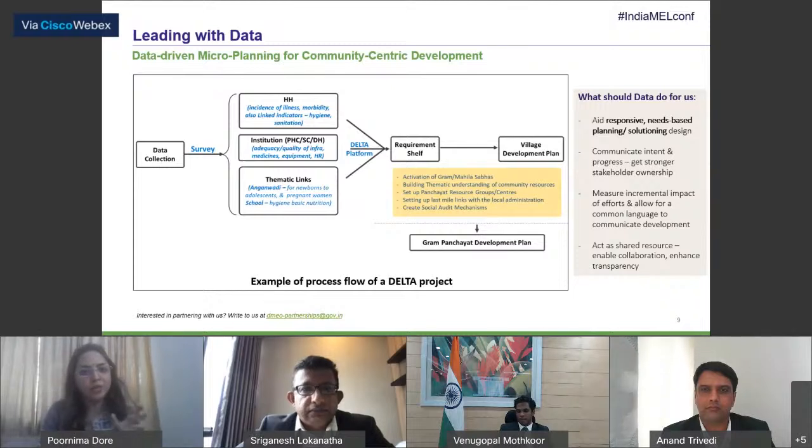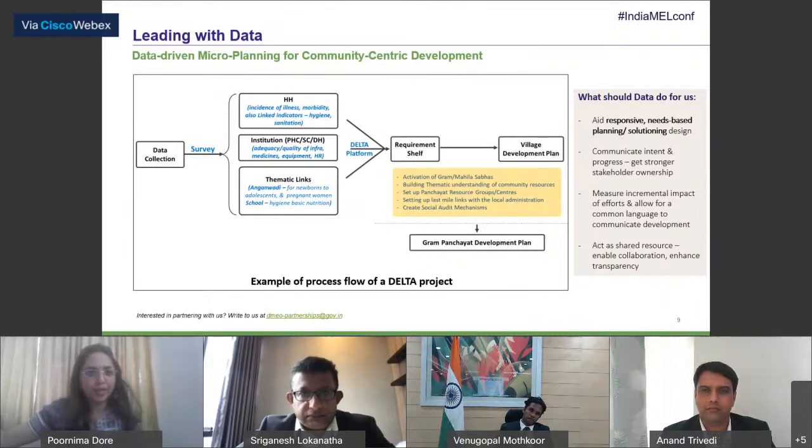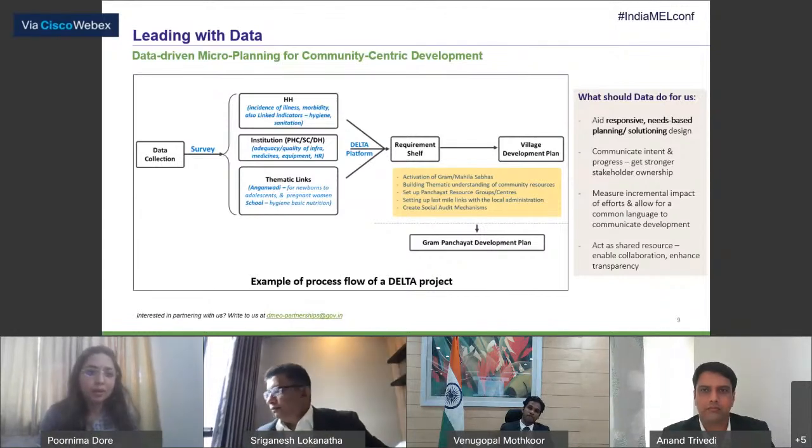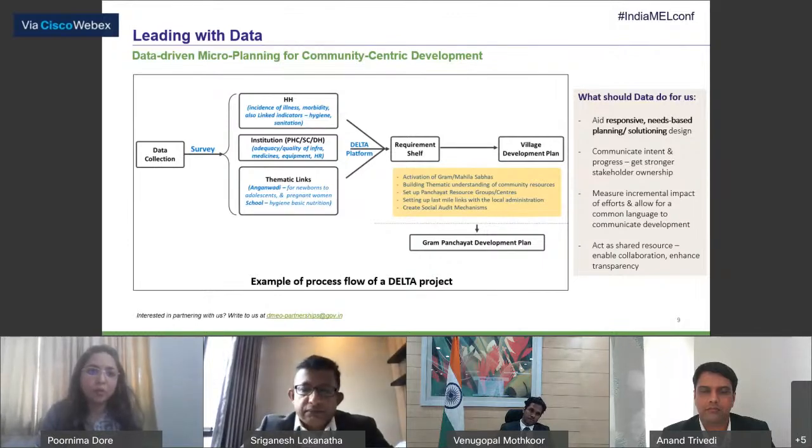So we've tried to use technology-enabled surveys along with participatory rural appraisal to arrive at a requirement shelf of these are the priorities of the village. This is the kind of budget available at the panchayat level under the 14th Finance Commission. Now local resources are available. And so how do you use that to make a plan? So we've tried this at scale, partnered with some of the district administrations around this.